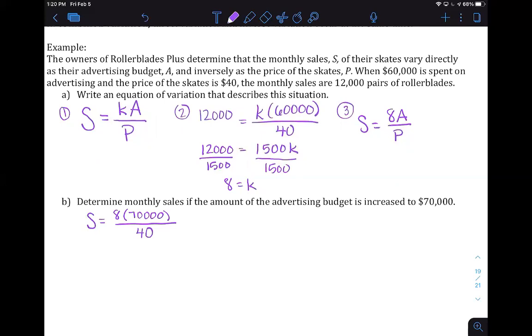Okay. The only thing that was increased was the advertising budget. So plug that all in your calculator. So 8 times 70,000 divided by 40. And what do you get? 14,000. The monthly sales would be $14,000. Okay. Questions with that?